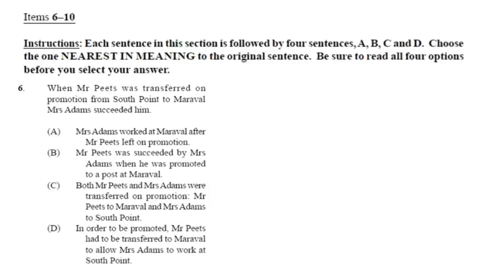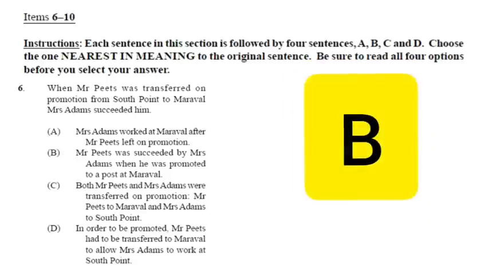C says, both Mr. Peets and Mrs. Adams were transferred on promotion. Mr. Peets to Maraval and Mrs. Adams to South Point. Only one person was transferred, and that is Mr. Peets. D says, in order to be promoted, Mr. Peets had to be transferred to Maraval to allow Mrs. Adams to work at South Point. D is not the answer because Mrs. Adams was already working at South Point. So the sentence nearest in meaning to the original sentence is B.